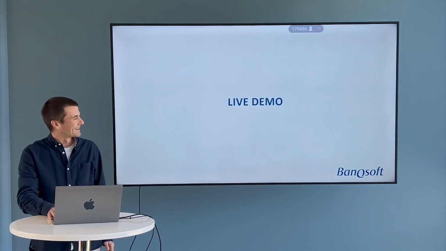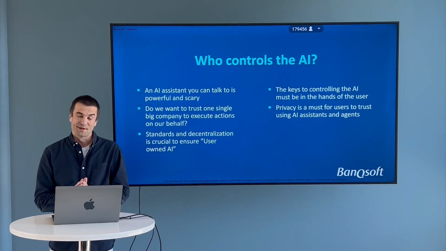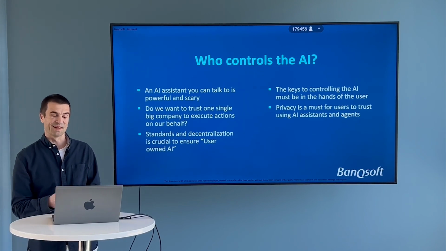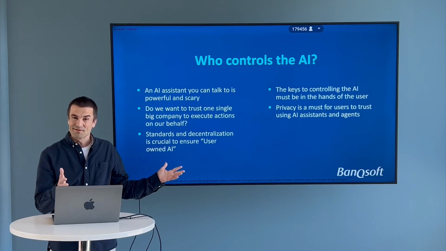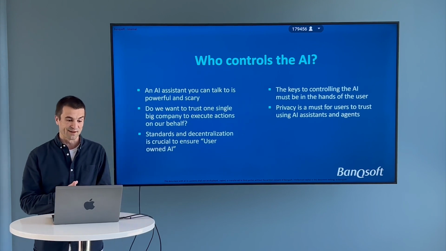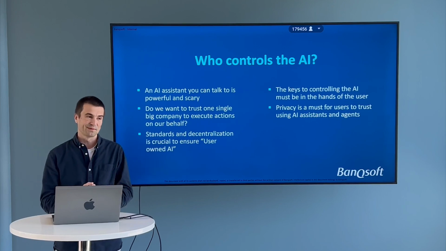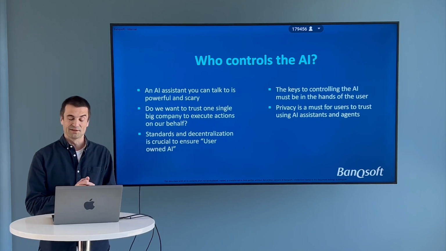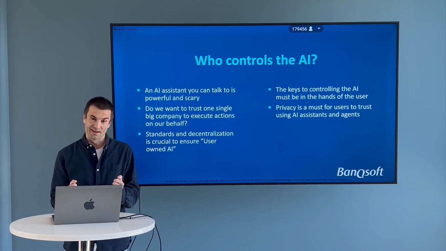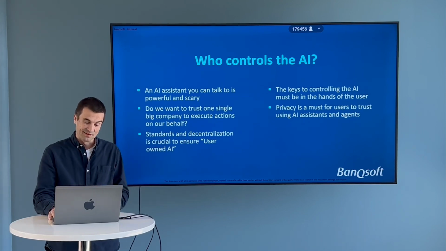And yeah, so this is really powerful, and it also raises some questions because this is scary too. Do we actually want to trust one single big company, for example, to be able to do all this stuff for us, to execute these actions on our behalf? So I think, for us to trust this, we need to be in control. We need also privacy. We need to hold the keys of the AI so that we can actually control which AI agent does what.